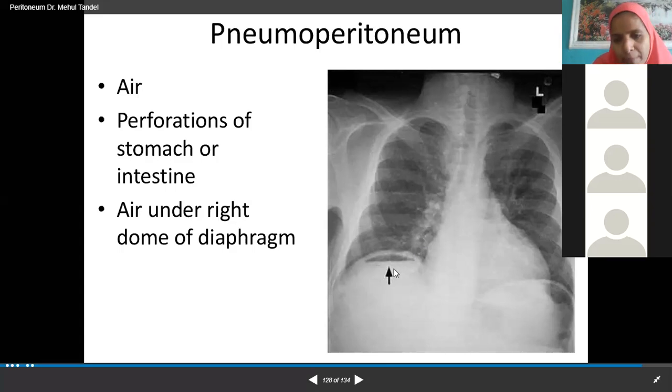Basically, we have peritoneal fluid. Because of these perforations, we may also see air entering into these spaces. Okay, air under the right dome of diaphragm.